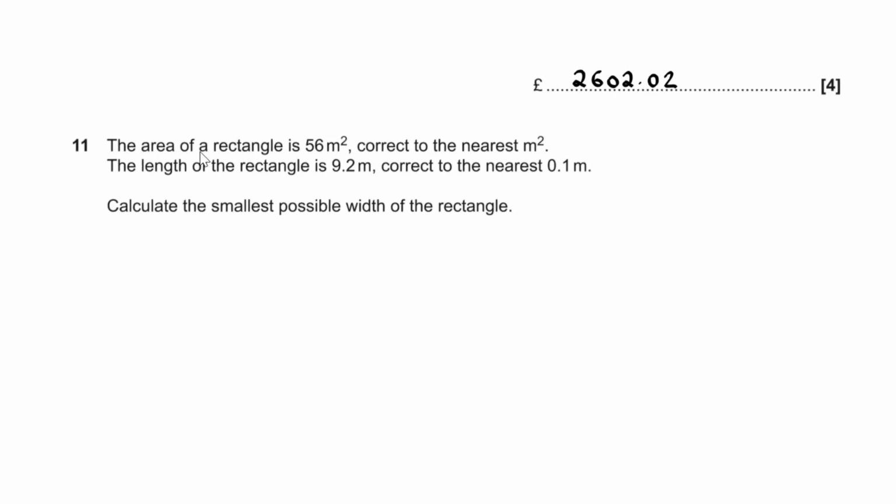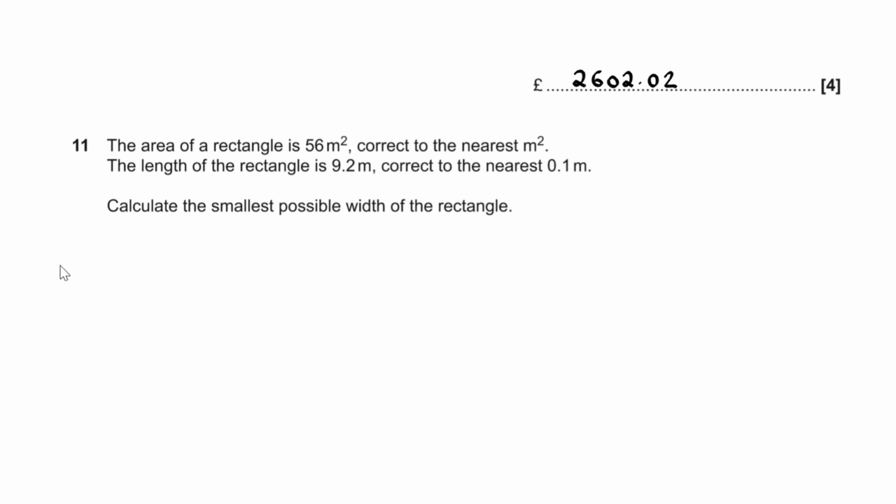Question number 11. The area of a rectangle is 56 meters squared, correct to the nearest meter squared. The length of the rectangle is 9.2 meters, correct to the nearest 0.1 meter. And we have to calculate the smallest possible width of the rectangle. Well, for this, we need to calculate the upper and lower bounds for the area and the length. That's because these values have been rounded to a certain degree of accuracy.